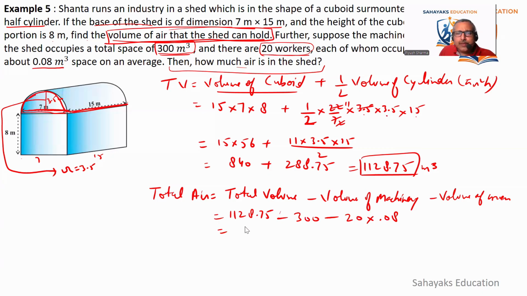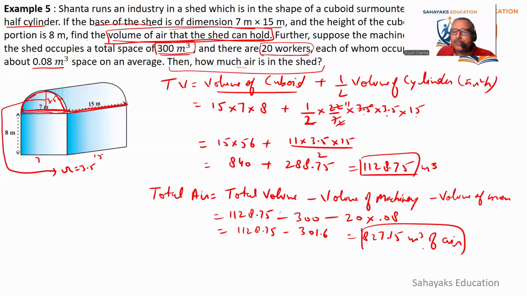So it comes out to be 20 into 0.08, which is 1.6. So it is 1.6. Then 1128.75 minus 301.6 gives 827.15 meter cube of air. So this comes out to be the answer.